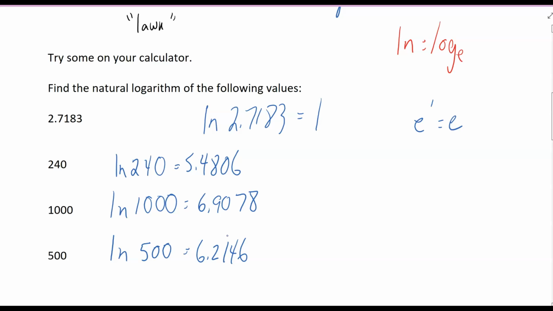Okay, so you're pressing ln on your calculator and punching in the number that we are finding the natural logarithm of. What this means is, for example, in the ln 500, e to the power of 6.2146 is equal to 500. And of course that's approximate because I had to round this value here. So when you try to reverse it, it won't be exact, but it's very close. The more decimal places you keep in this value, the closer you'll get to 500 when you try reversing it.